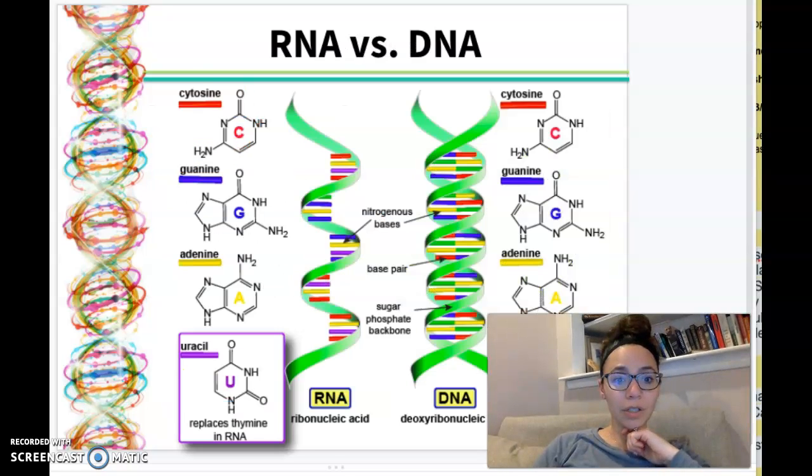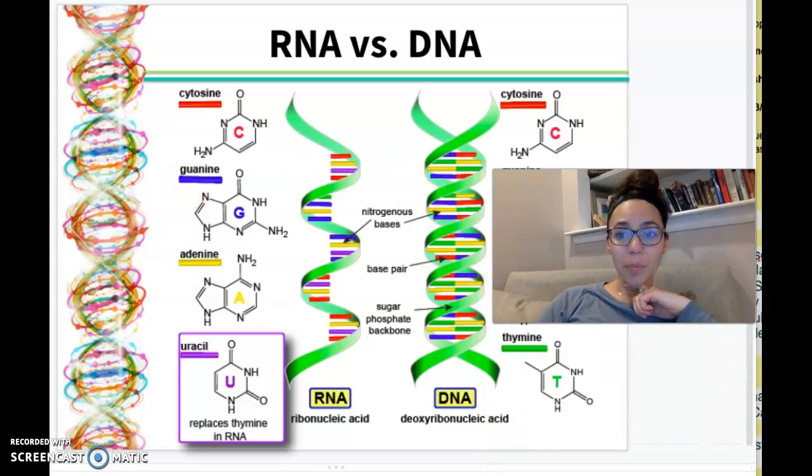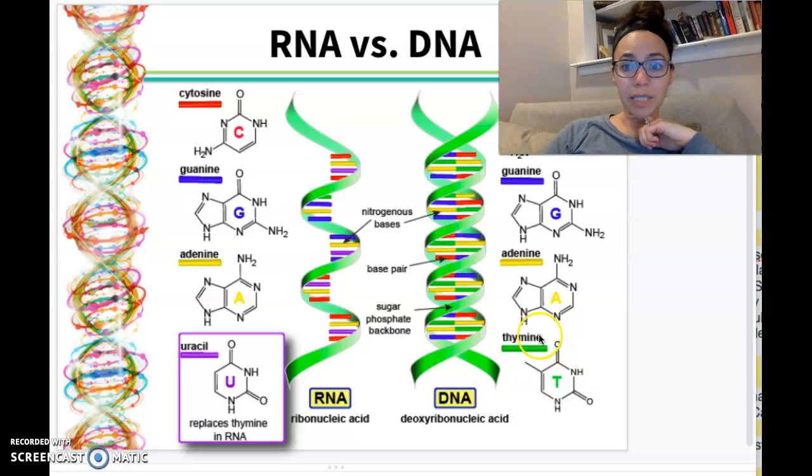Okay, so here's a look just comparing RNA and DNA, right? DNA is our double-stranded helix. RNA is single-stranded. They both have cytosine, guanine, and adenine for nitrogenous bases, but where DNA has thymine, RNA has a nucleotide called uracil. So that's another difference.